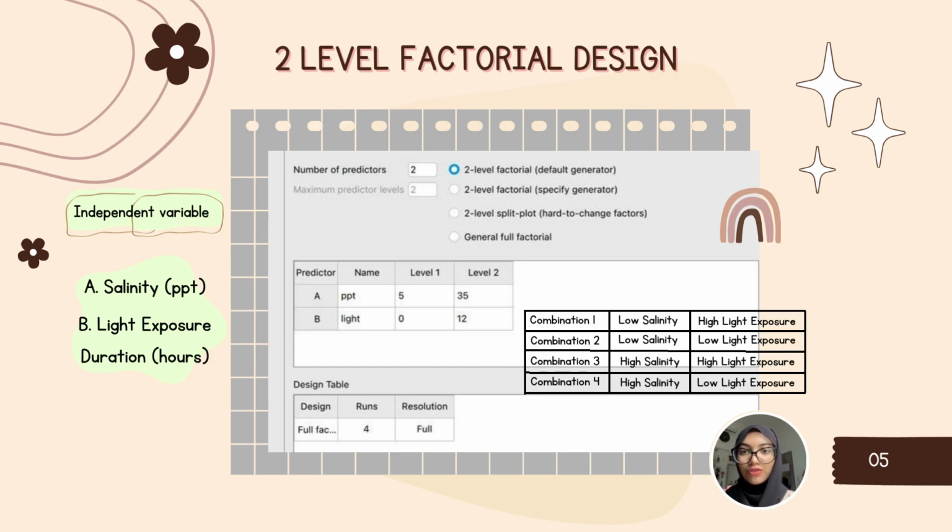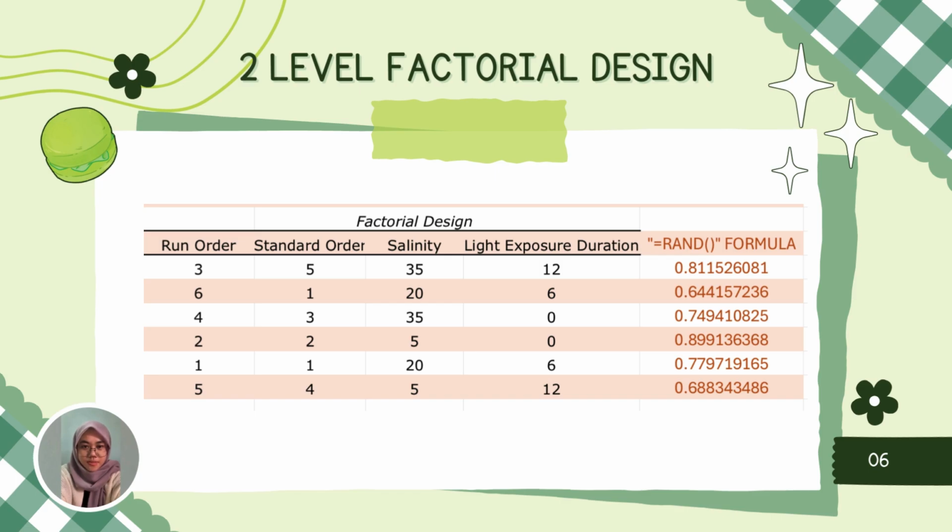In our study of this experiment design, we have two factors. One is salinity and another one is light exposure duration. Since this factor design only allows two levels, we set the boundaries of 5 and 35 for salinity, while our light exposure will be set in the boundaries of 0 and 12. Since we have two factors, we have 4 combinations as stated in the table above. This indicates that we have to run 4 times. That's all. Next, I will pass the presentation to Izati.